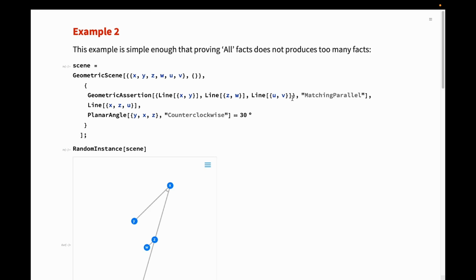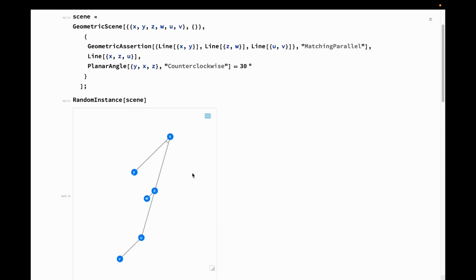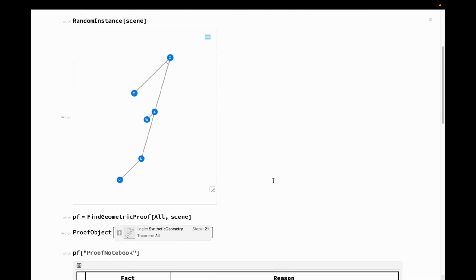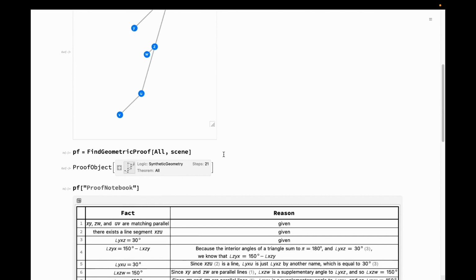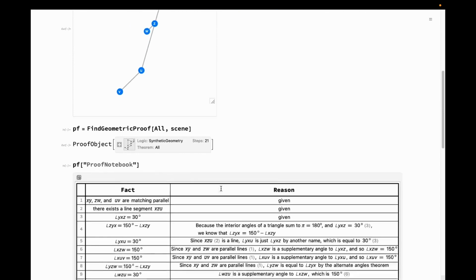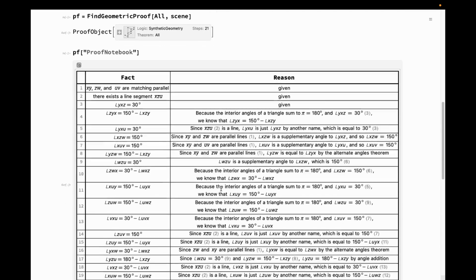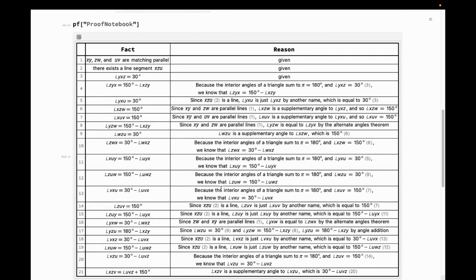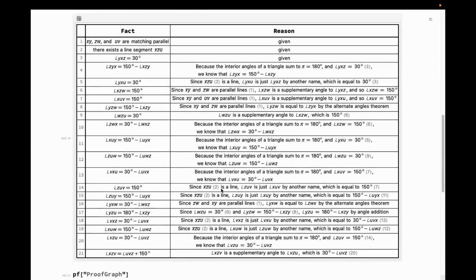Here's an example of using the All keyword. Here we have a basic scene where we just have three parallel lines and then a transversal line, and we're given exactly one angle. Here we've got the random instance of the scene. If we ask to prove all facts, in this case, we're given 21. It could often be much more, and it could even go on for a very long time. But this is just simple enough that it doesn't prove too many things. It gets all the angles it can, and then it finds some of the relationships between the angles.